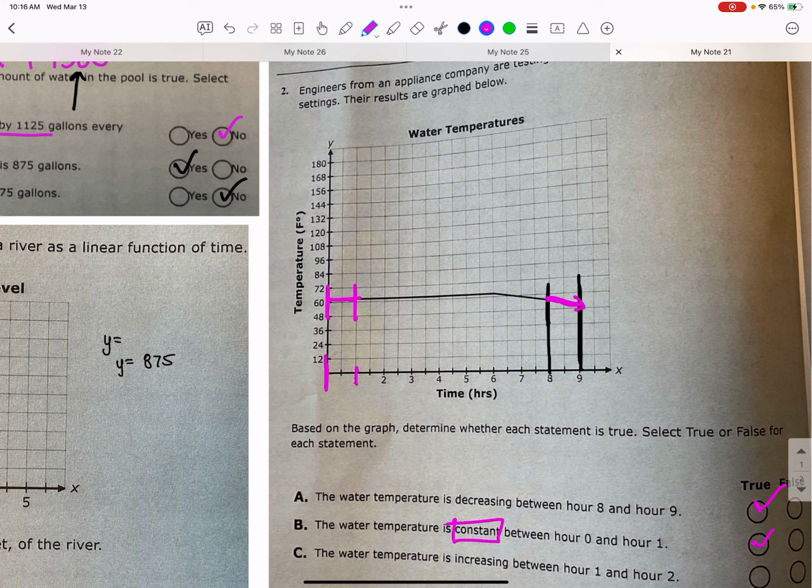The water temperature between hour 1, which is right here, and hour 2, which is right here, is increasing. Does that look like it's going up? To me, it looks like it's staying the same. I'm going to say false.